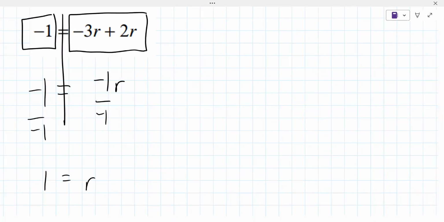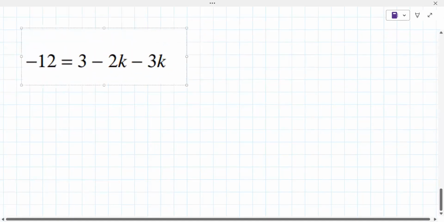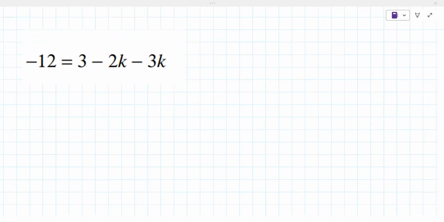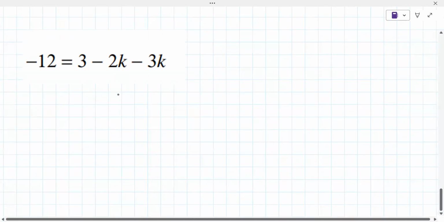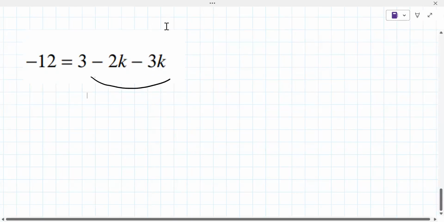All right, so let's look at another here. I don't think we did this one, although it maybe looks similar to what we've done. All right, here's one to take a look at. What do you see? There's -12 equals 3 minus 2k minus 3k. So I would combine the 2k and 3k. Well, actually, I'm sorry, we did actually do this one already.